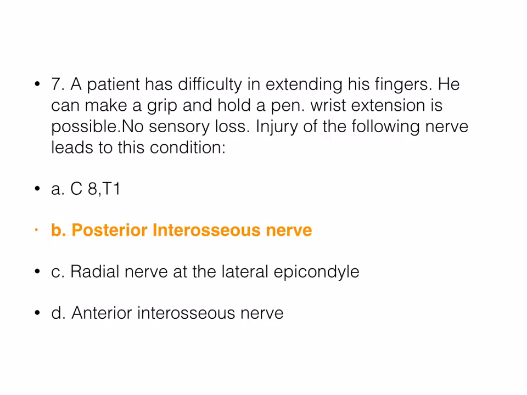The next one is a patient has difficulty in extending his finger. Four components are there, so you should concentrate more. Okay, component number one is the patient is not able to extend his finger. Component number two is he can make a grip and hold a pen. It means flexors are working properly. Wrist extension, wrist extension is possible.